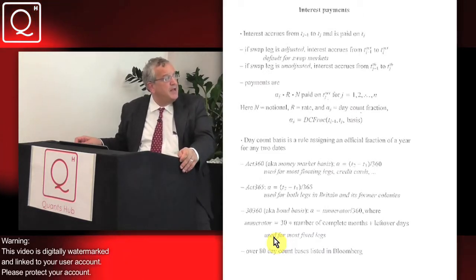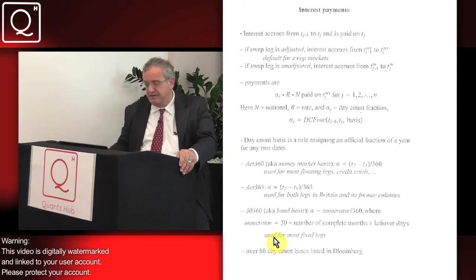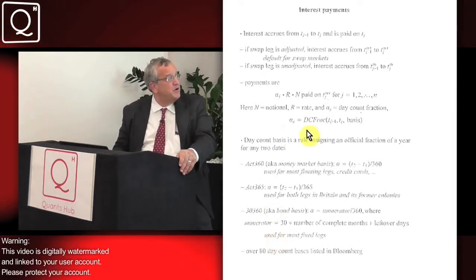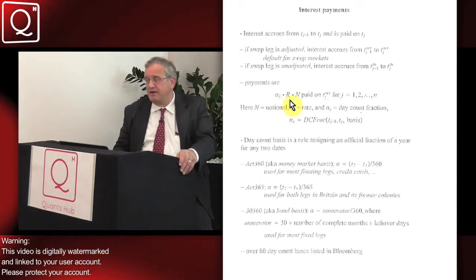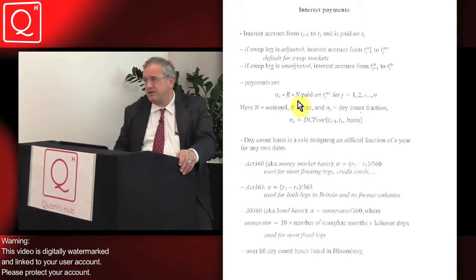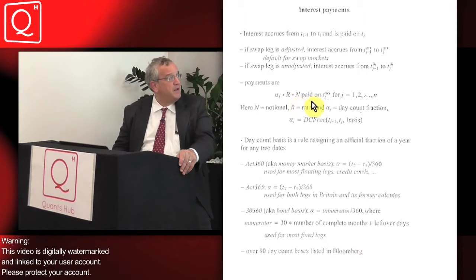Okay, finally, is how much gets paid. Well, the payments are always of the same form. They're always the day count fraction times some nominal interest rate, 7.2%, times the notional, $100 million. Okay, paid on the jth actual pay date.